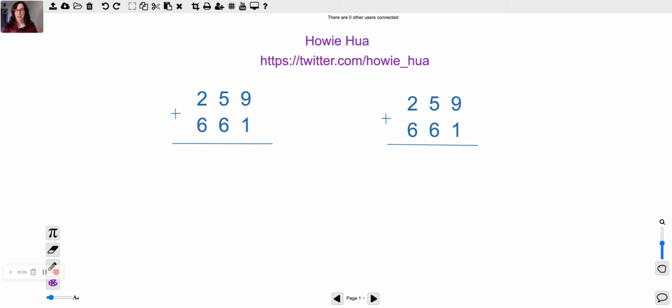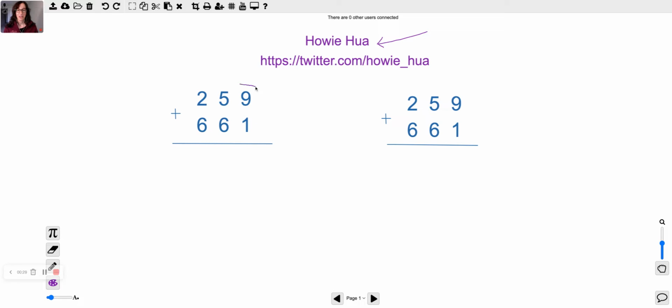And this is inspired by a math teacher named Howie Hua, who had something going around on Twitter recently, which I thought was pretty cool. I'm always telling my students there are multiple ways to solve the same problem. That is exactly what makes math fun and beautiful. We're going to do the same problem, 259 plus 661, in two different ways.